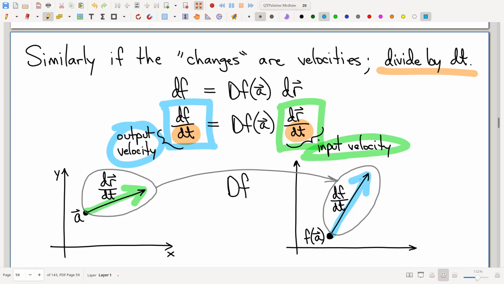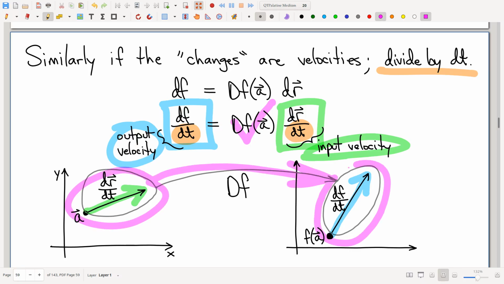So again, the derivative is the thing that turns input velocities into output velocities. And if you think about it, velocities are kind of changes. They're rates of change, but they still represent changes. So this is a tweak on the idea of input changes to output changes.